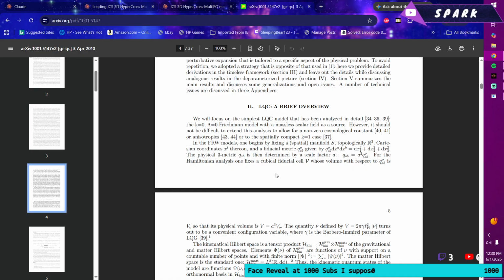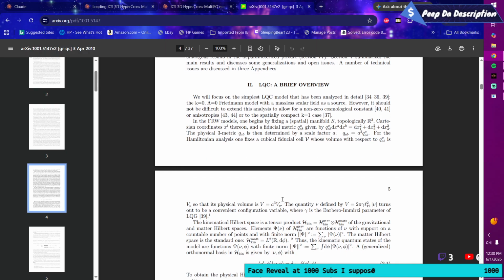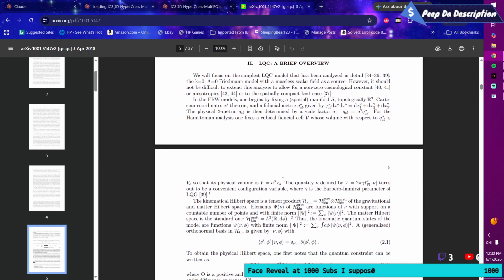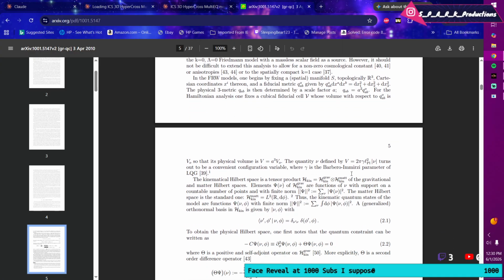For the Hamiltonian analysis, that is very interesting. The scale factor, again, it's a cubed. So the physical volume is a cubed times V naught. Geometry, V equals 2 pi. It turns out to be a convenient configuration where gamma is the Barbero-Immirzi parameter.